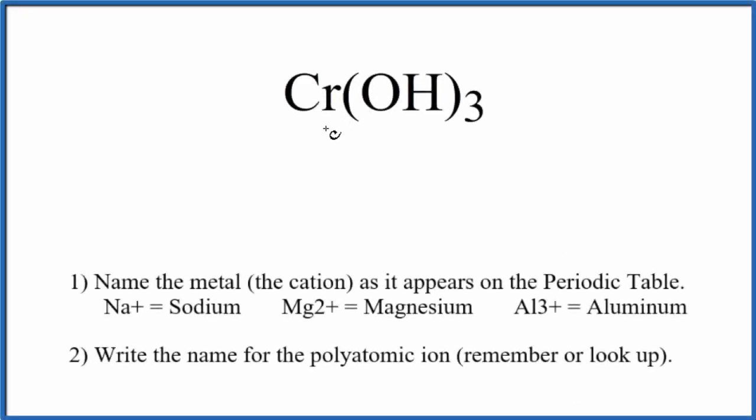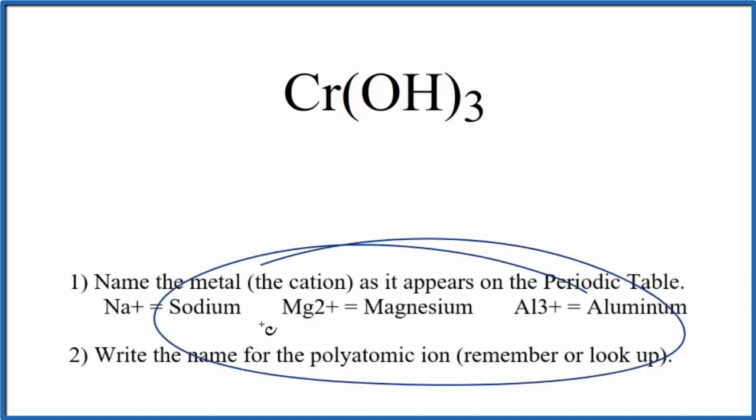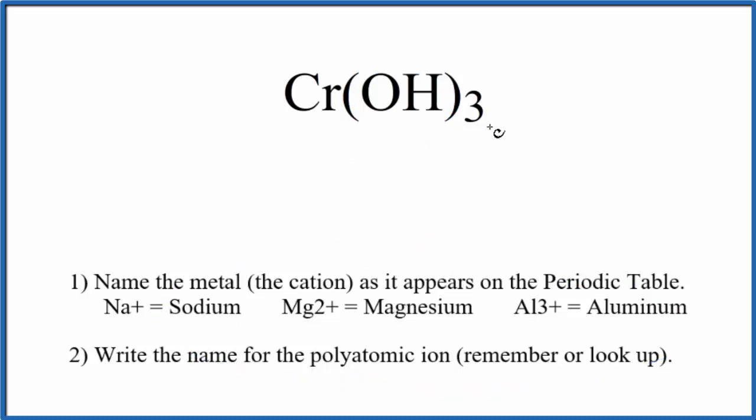To write the name for CrOH3, first we need to recognize this OH when it's bonded to a metal. This is called the hydroxide ion. It's a polyatomic ion. We actually have 3 of these hydroxide ions bonded to the Cr, to the chromium. Since we have a metal in this group of nonmetals here in the polyatomic ion, this is an ionic compound. We're going to use these rules here to write the name for CrOH3.